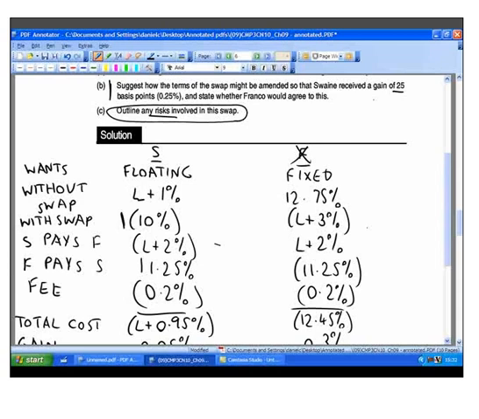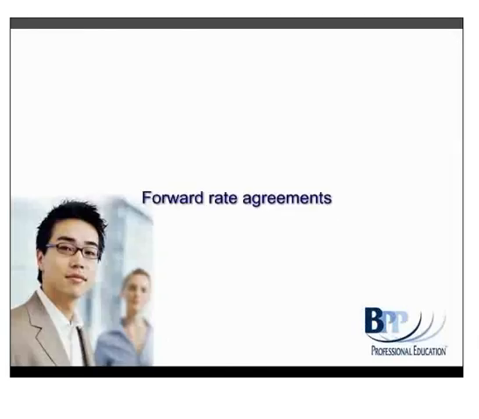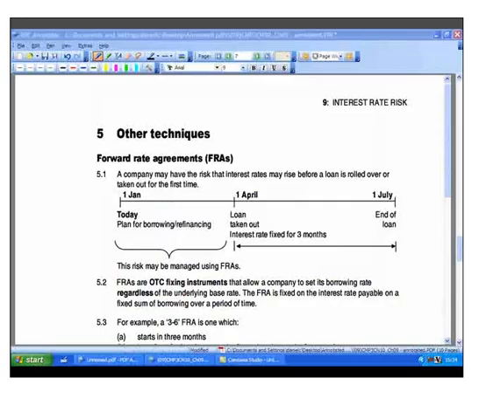One of the other tools that organisations can use to manage interest rate risks is a forward rate agreement. And what a forward rate agreement does is it fixes your interest rate at a future period.